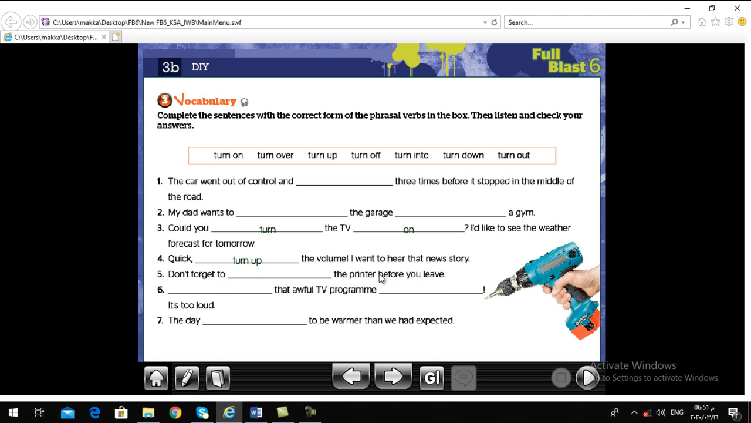Don't forget to turn off the printer before you leave. Before you leave, you must turn it off. Turn down that awful TV program. It's too loud. You must turn down, reduce the volume. The day turned out to be warmer than we had expected. Turned out means appear.